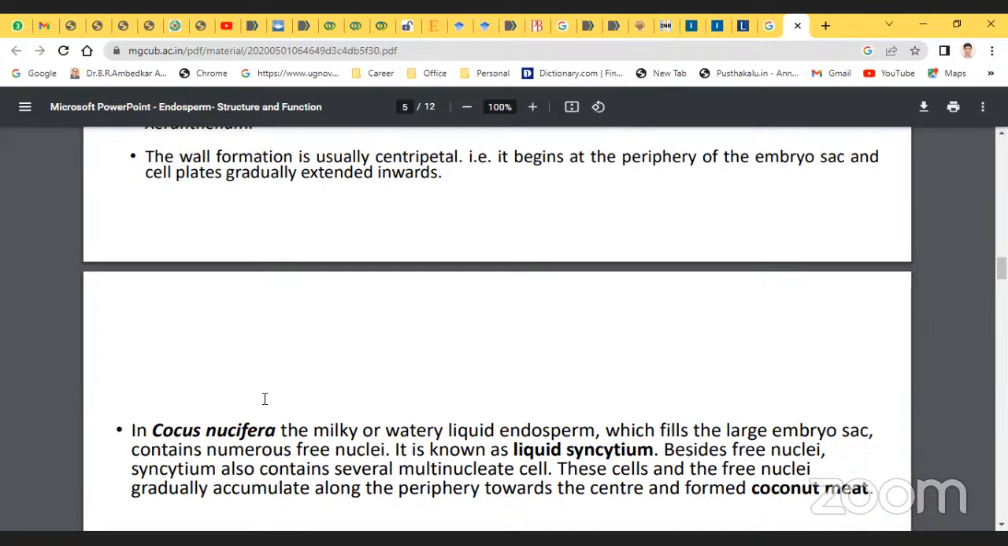Acropetally. The old one is at the top, the smaller one at the base. It is the reverse of basipetally.